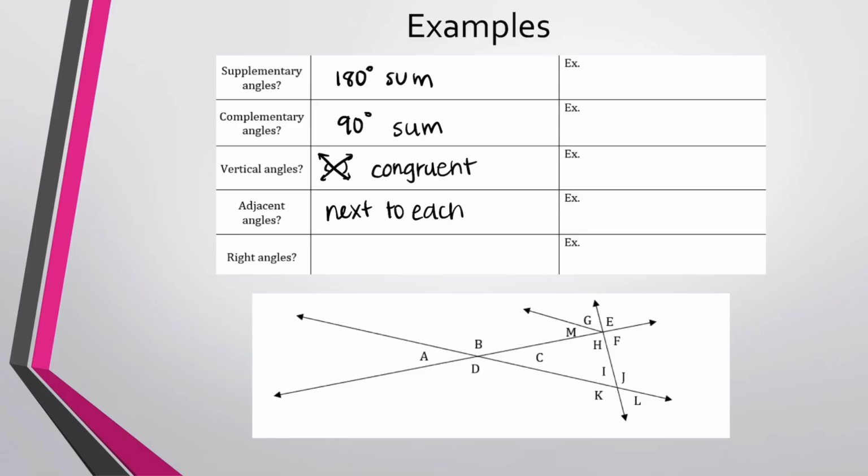And they don't really have any cool properties. It's just that they're next to each other. This measures just 90 degrees flat. Okay, so let's look at this picture and look for some examples.